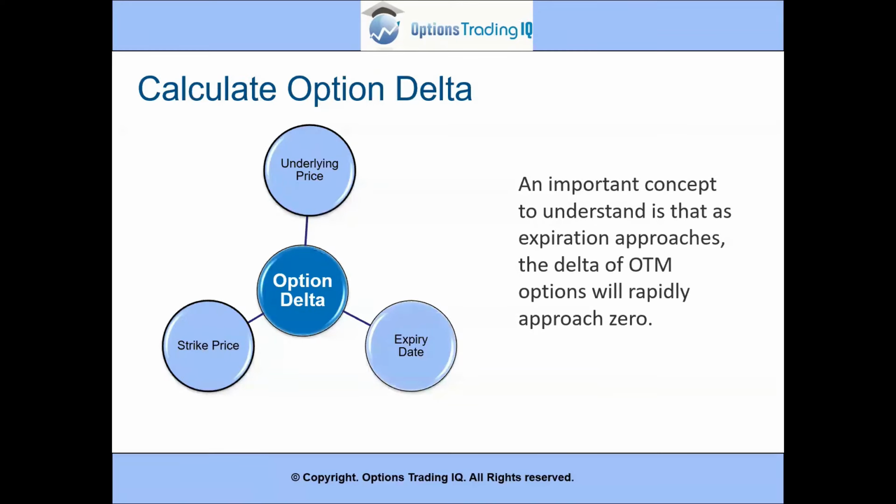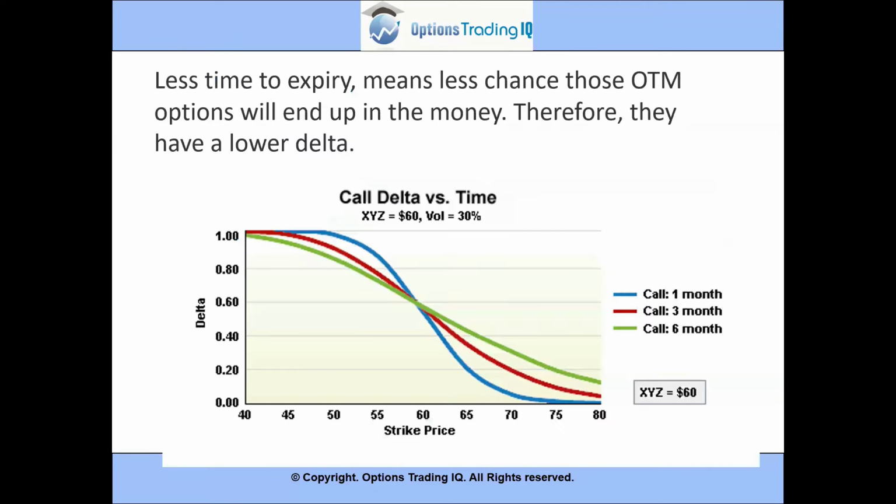An important concept to understand is that as expiration approaches, the delta of out-of-the-money options will rapidly approach 0. Less time to expiry means less chance those out-of-the-money options will end up in the money. Therefore, they have a lower delta. You can see that here in this diagram.